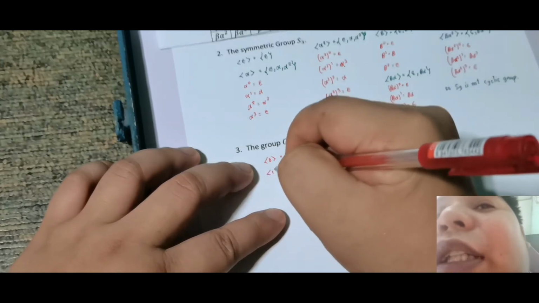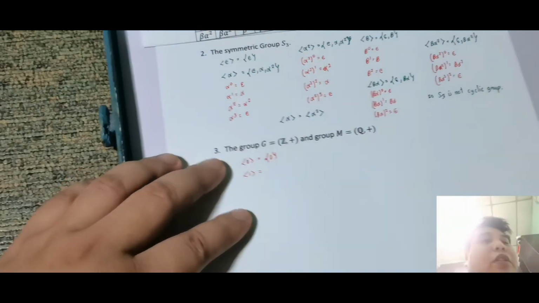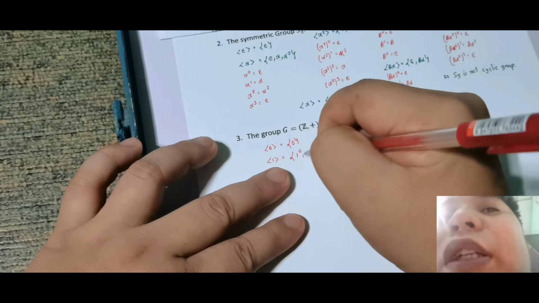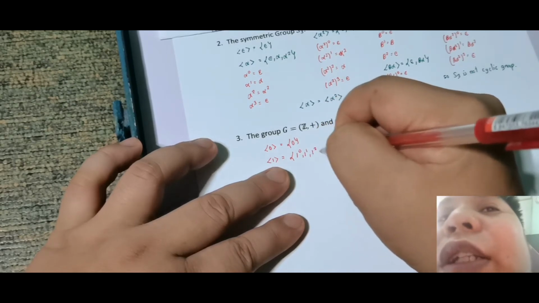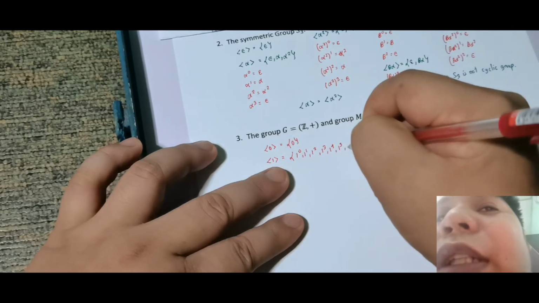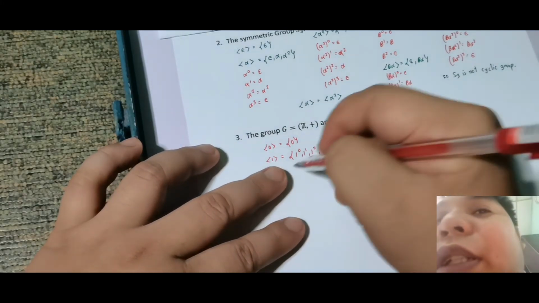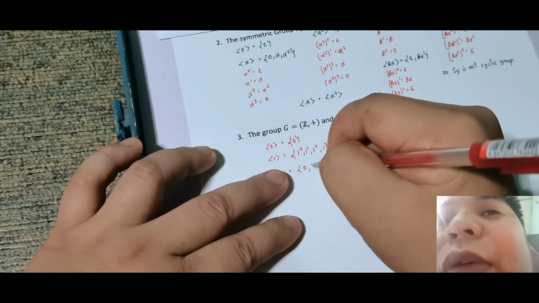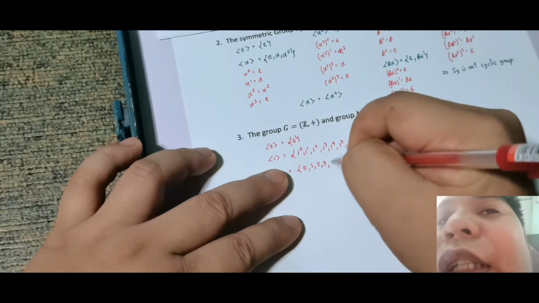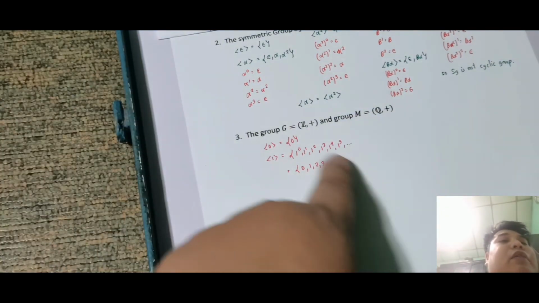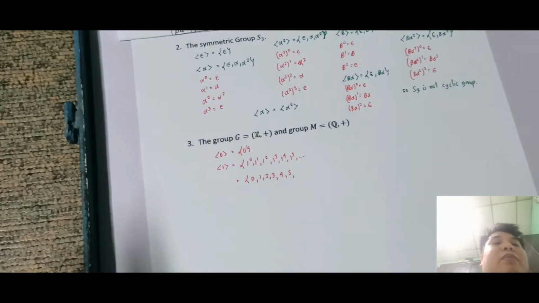Cyclic subgroup generated by 1. So, pwedeng ganito yung maging solution mo. Another way para maging solution mo: 1 raised to 0, 1 raised to 1, 1 raised to 2, 1 raised to 3, 1 raised to 4, 1 raised to 5, and so forth. Kung pansin mo, 1 raised to 0 is 0, this is 1, this is 2, this is 3, this is 4, this is 5. So, never yan babalik sa 0. Pansin mo, 1 raised to 7,000 is 7,000.